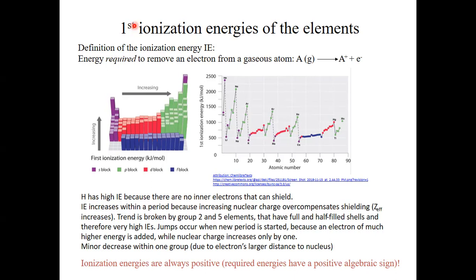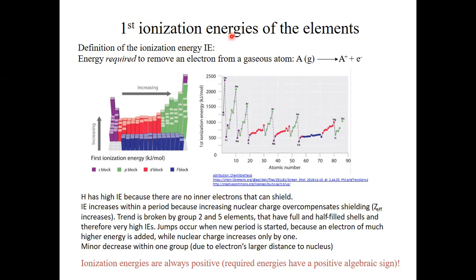So let's quickly review what is meant by the first ionization energy. It's the energy required to remove the first electron from an atom. That means there can also be higher ionization energies. So if we remove a second electron from an atom, assuming that atom has that second electron, we call this the second ionization energy, and so forth.